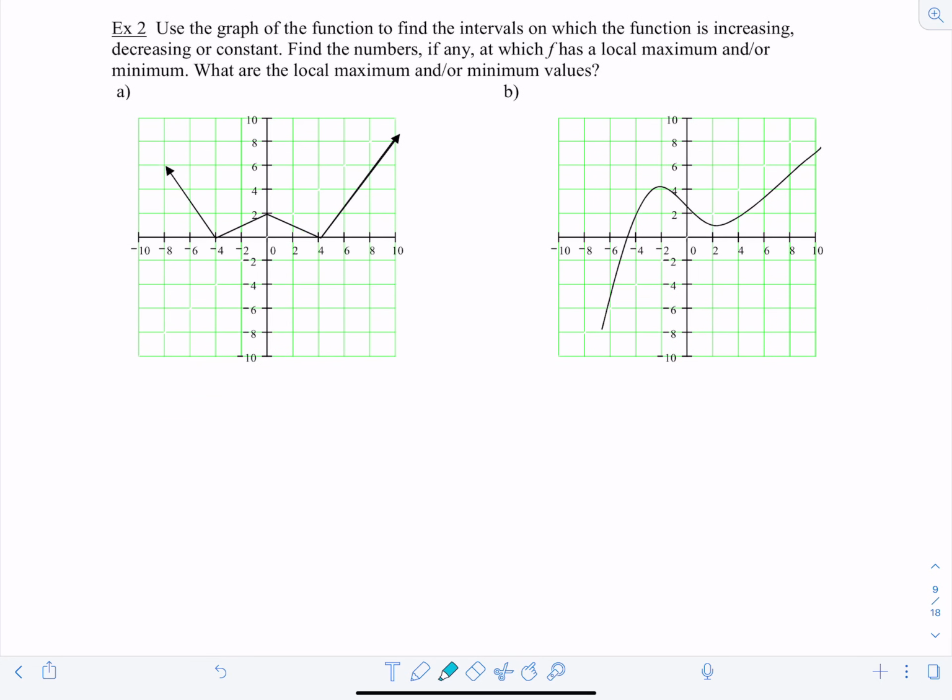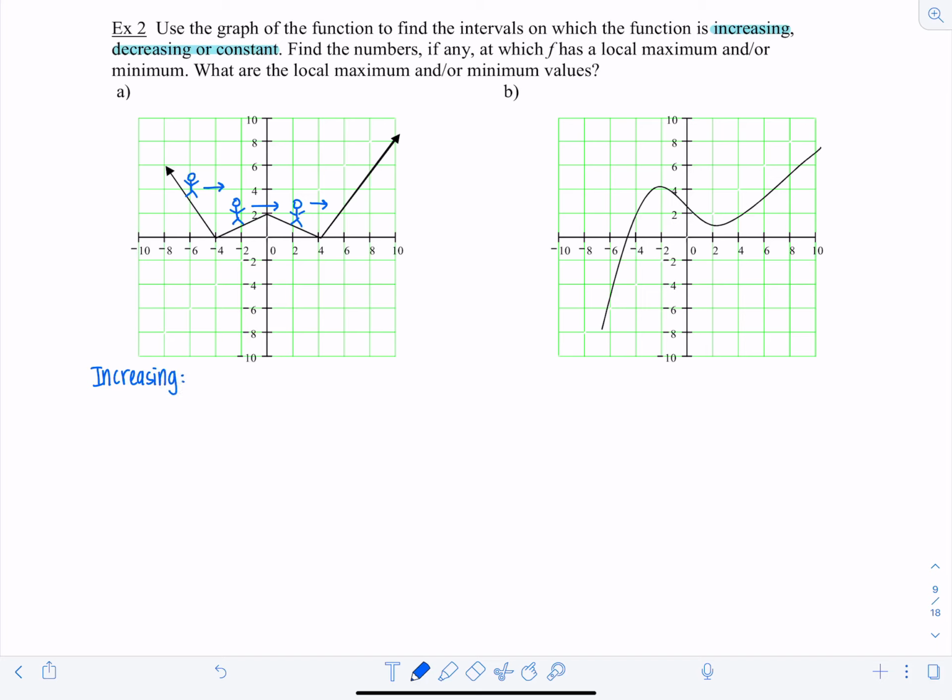When you're finding intervals of increase, decrease, or where the function's constant, always look at it from left to right, in terms of increasing x. And if you want to imagine a little person walking on the graph from left to right, that can be helpful. Imagine they're going this way, okay? So if I'm going to give the intervals on which the function is increasing, I want to talk about when the little person is walking uphill, okay?